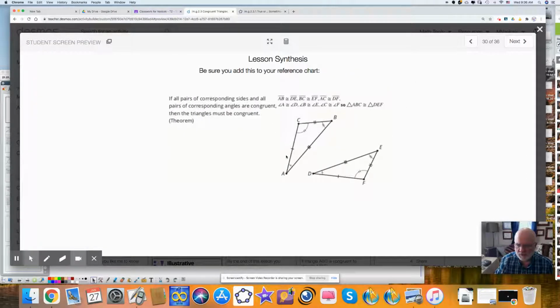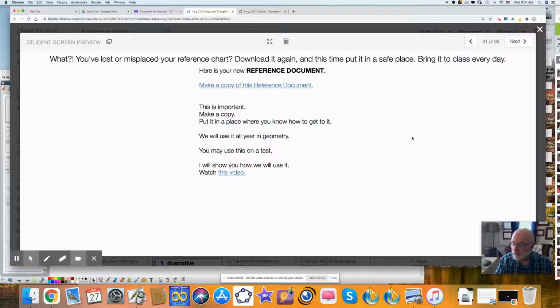This should go to your reference chart. It is the converse of if two triangles are congruent, then their corresponding parts are congruent. Here we're saying if the corresponding parts of two triangles are congruent, then the triangles are congruent. So it's if this, then that. We changed it to if that, then this. If you didn't download the reference chart, or you've lost yours, you can download it again, put it in a safe place, and bring it to class every day. You will fill it in as we go, and we will use the information on it throughout the entire geometry course.